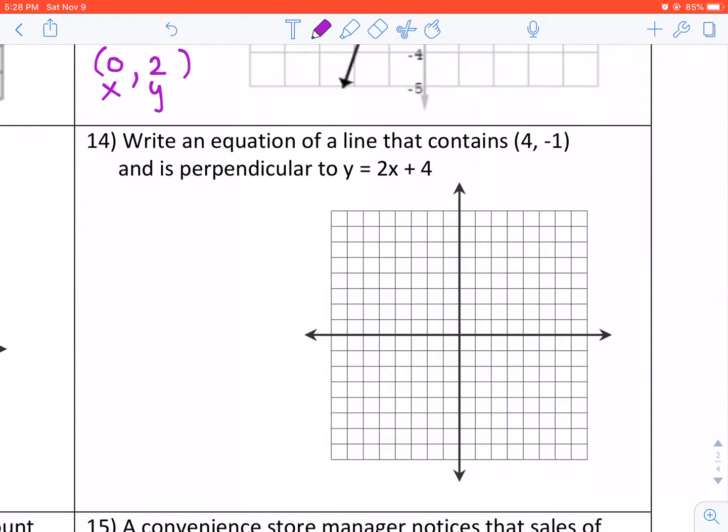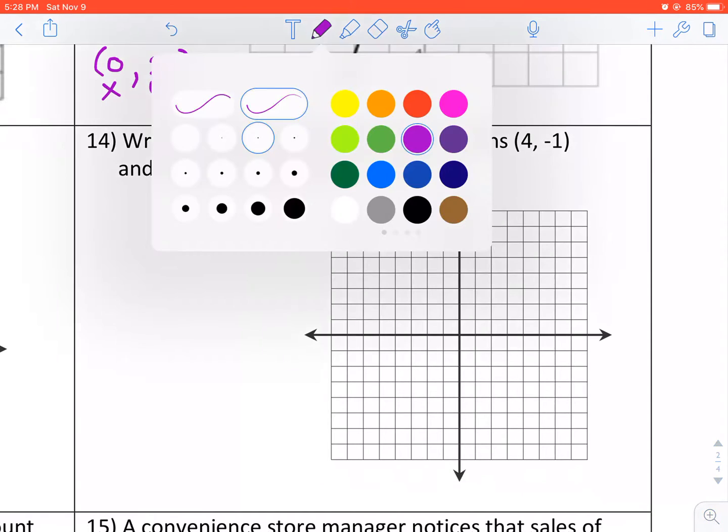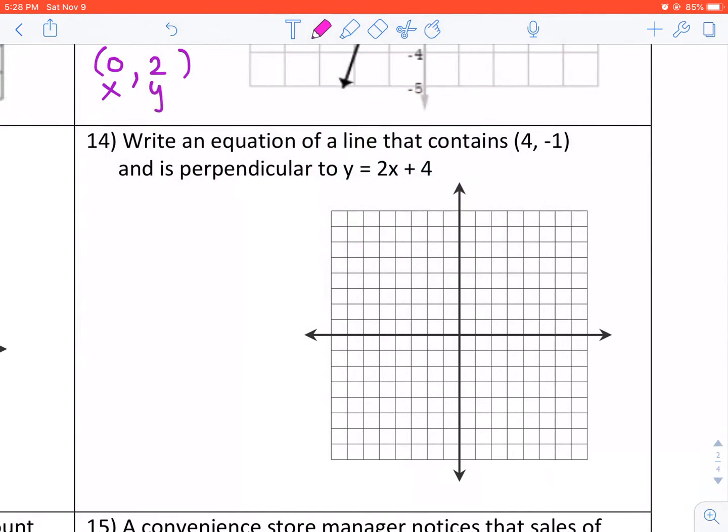Number 14, write an equation of a line that contains this point and is perpendicular to y equals 2x plus 4. So again, we have two things that you can type into Desmos. And so I'm going to go ahead and pause and let you guys type in both of these things that have the pink box around them.